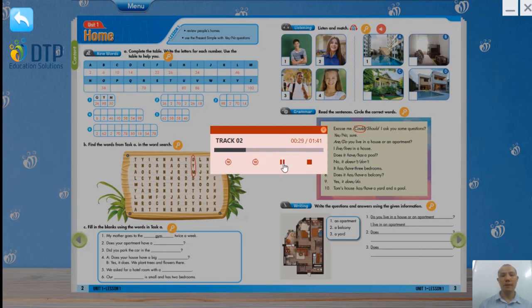My name's Wendy. I live in a small house. It has 2 bedrooms. The best part of the house is the garden. It's big and full of flowers and trees.